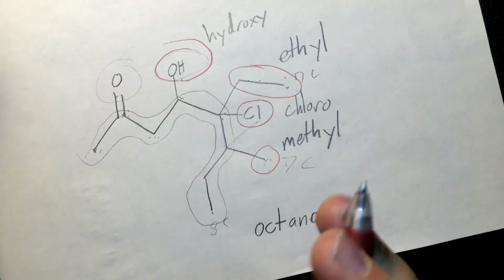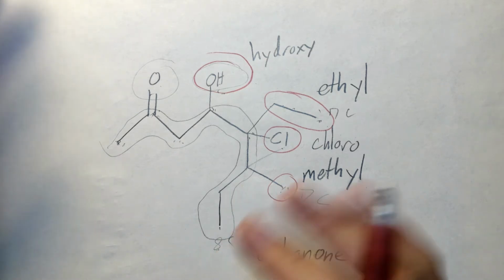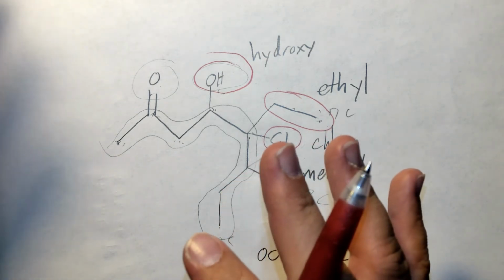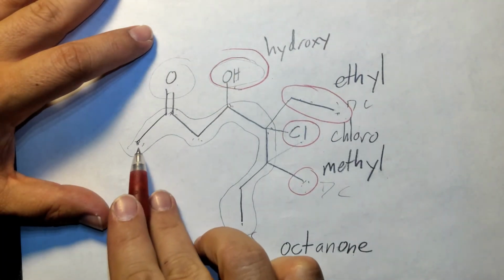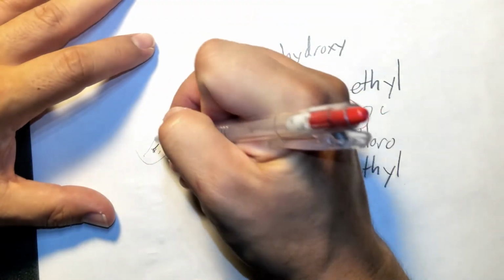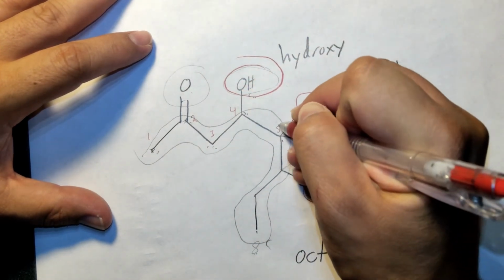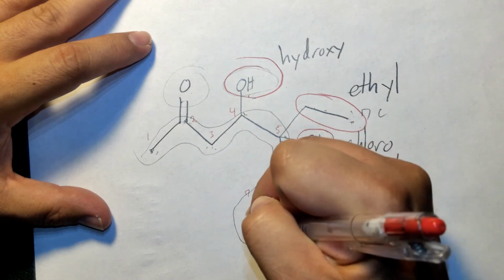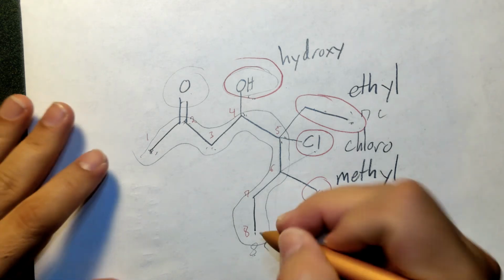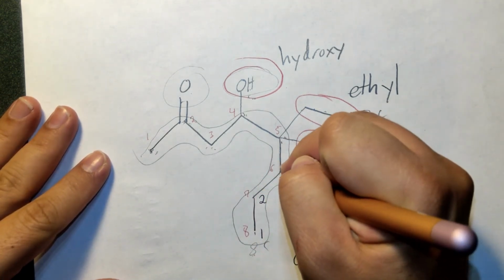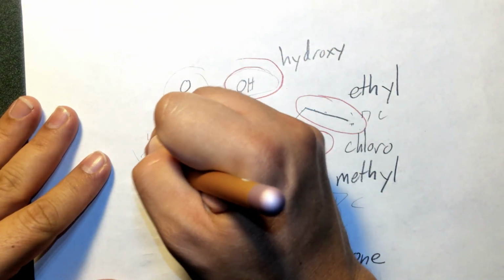Now, before putting everything together, we have to determine what the locants are. Now, locants, as we've discussed, are the numbers that we use to locate where everything is. And so there's 2 options. You're always going to start from one end of the parent chain to the other. So you can either number it 1, 2, 3, 4, 5, 6, 7, 8. Or you can number it the other way. 1, 2, 3, 4, 5, 6, 7, 8.